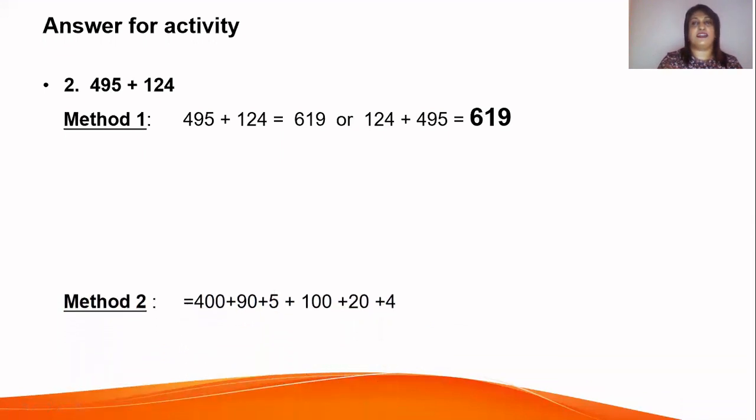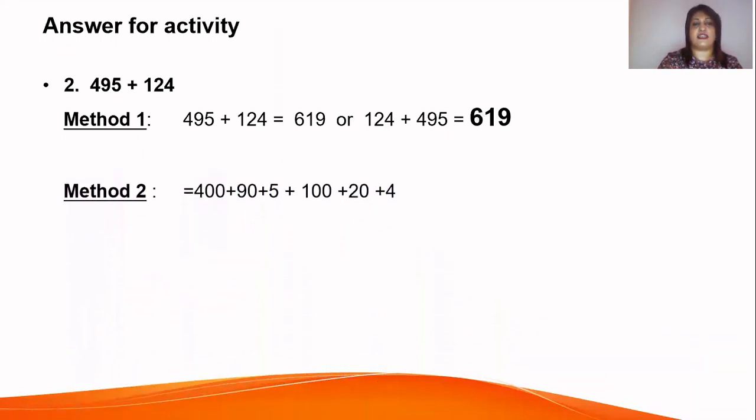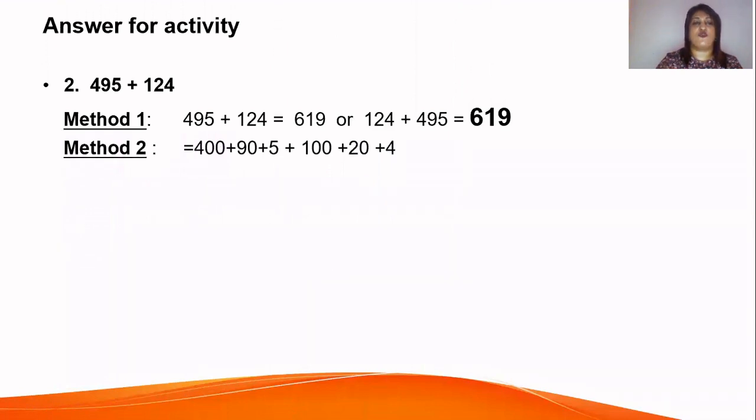Method 2, again, decompose both sides. Excellent. You're going to break down both sides. So 400 plus 90 plus 5 plus 100 plus 20 plus 4. Now what we're going to do, group the values. So I'll put the hundreds in the hundreds column, tens in the tens, and units. 400 plus 100, 90 plus 20, 5 plus 4.